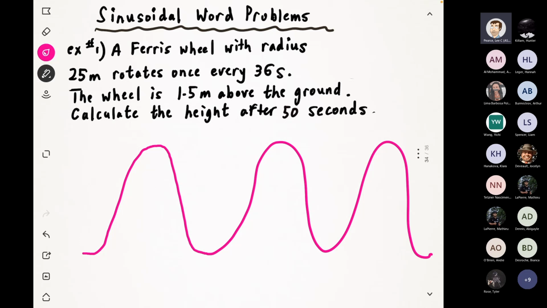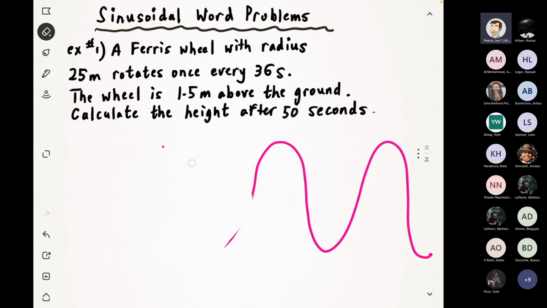So over time, your height is going to increase and then decrease, and it is just going to keep going in that type of cycle. So that's what's happening with these word problems. All right, we're going to just deal with Ferris wheels today.